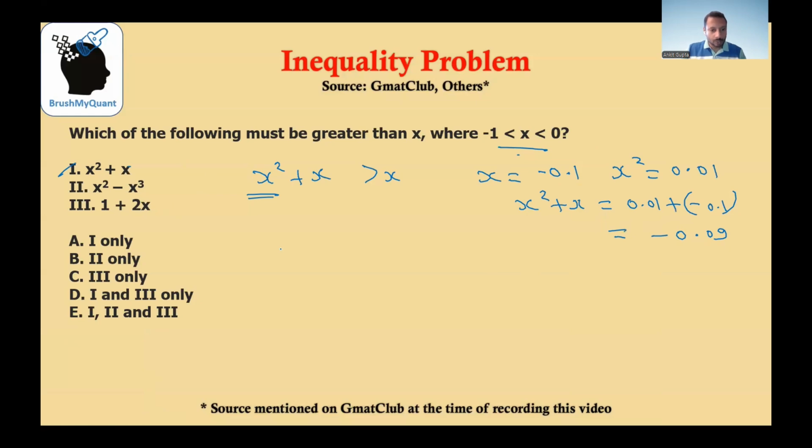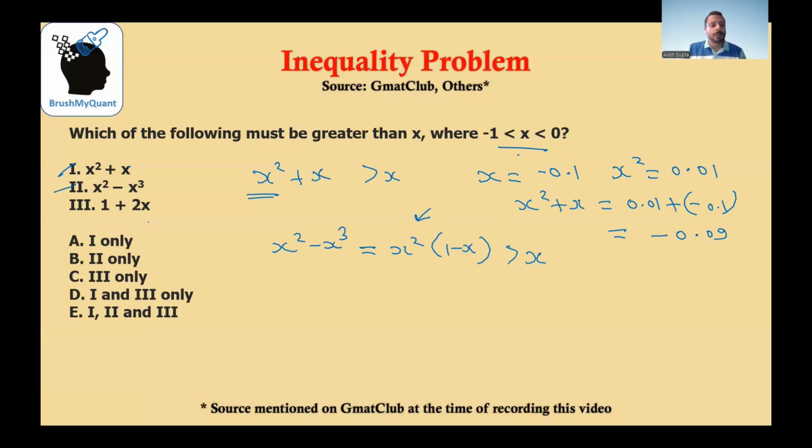Let's take statement 2, which says x square minus x cube. Now if we take x square common in this, this becomes x square times (1 minus x). Now we know that x is negative. That means x square will be positive and 1 minus x will also be positive. And if you multiply two positive numbers, we'll get a positive number. That means this entire expression is positive and x is negative. So definitely this expression will be greater than x. So the second one is also true.